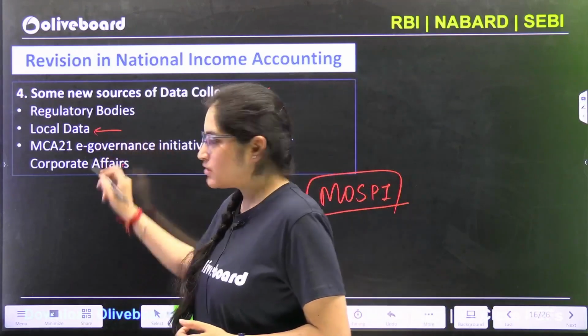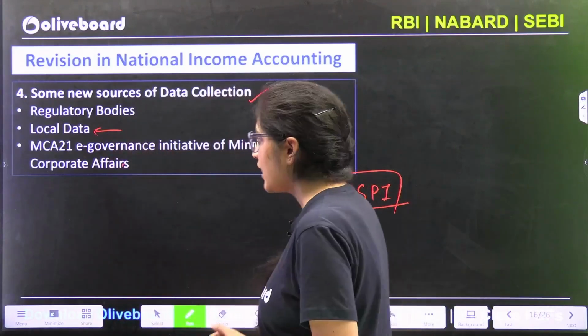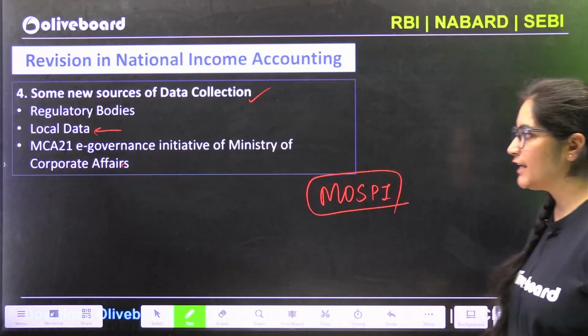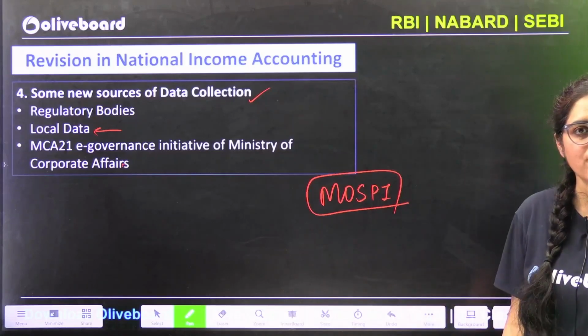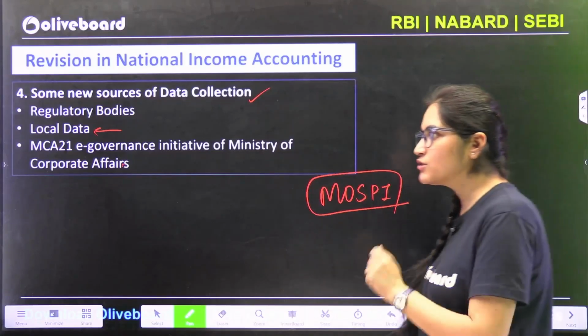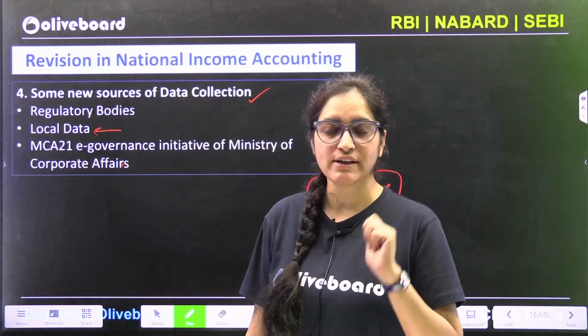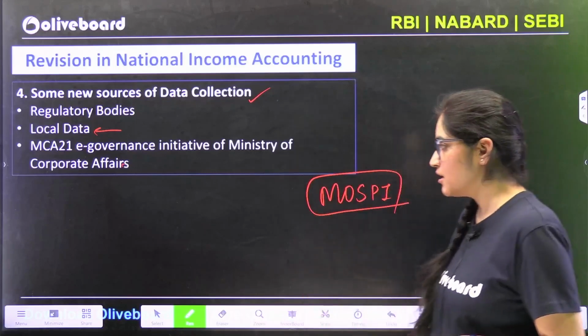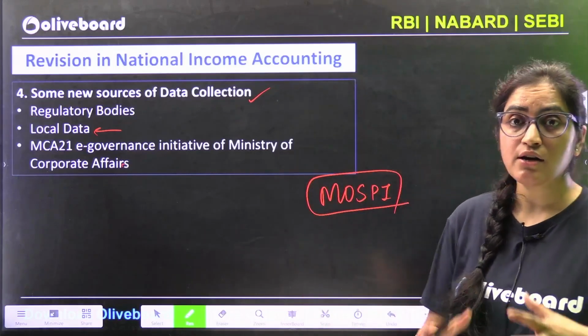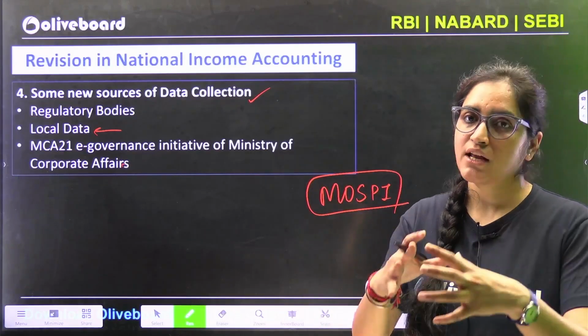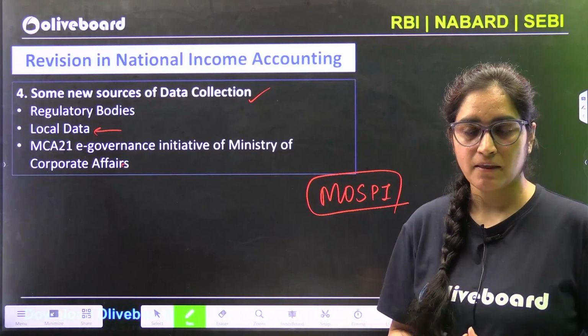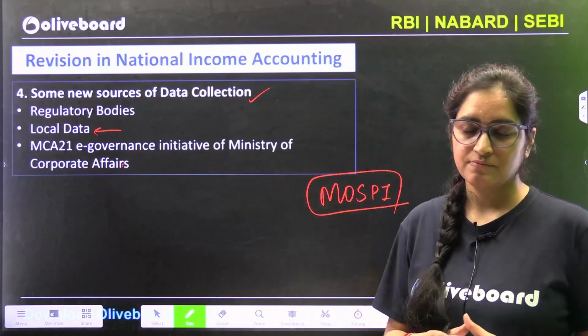Local data was also taken into account. MCA 21, which is an e-governance initiative of the Ministry of Corporate Affairs, was also used, and the Ministry of Corporate Affairs was asked to share all the data that it has. So they wanted to engage the vast amount of data that is there with these bodies.